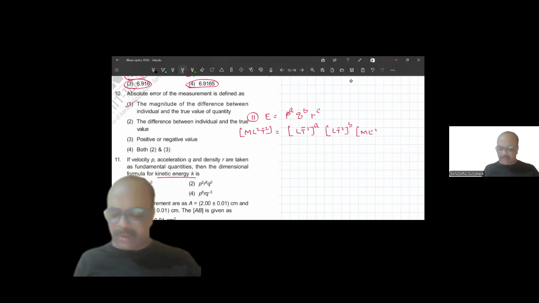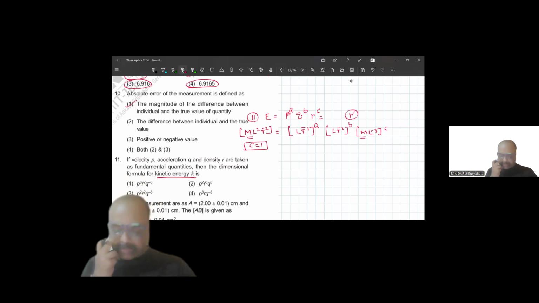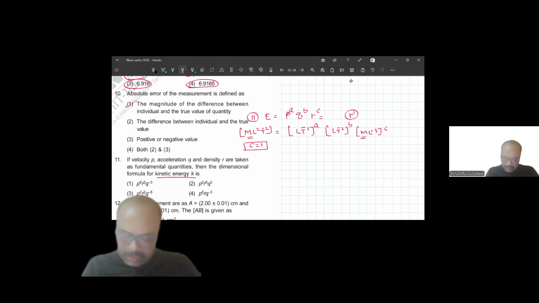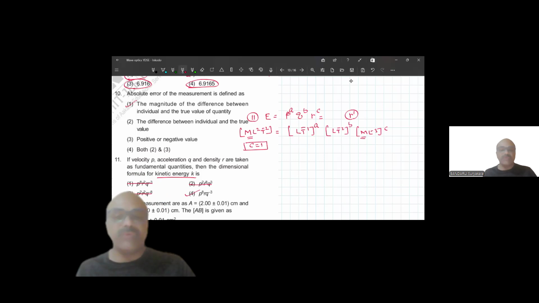Now by comparing the masses here, C equals 1. C equals 1 means we want R power 1. So check the options here. Here R power 2 is there, so this is wrong. R power 8 is there, this is wrong. R square is there, this is wrong. So this is the correct answer. Okay. In the similar way, if you compare the powers of lengths on both sides, you will get the answers here.